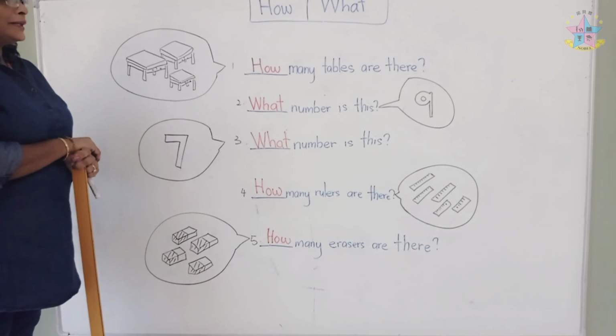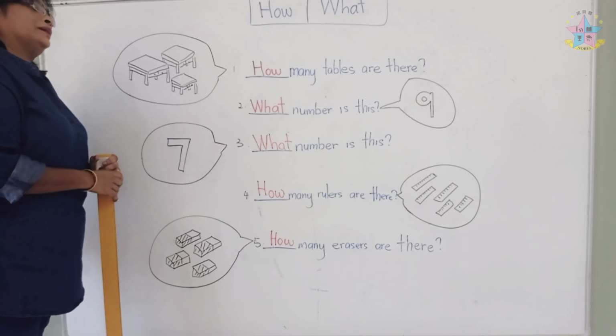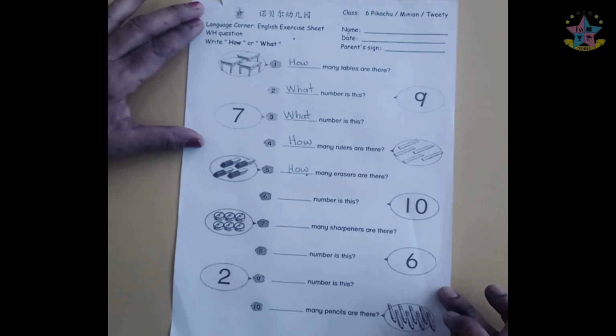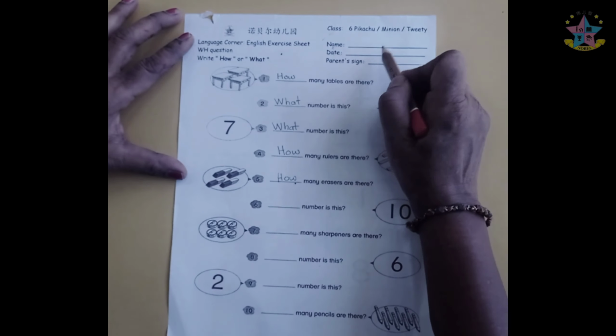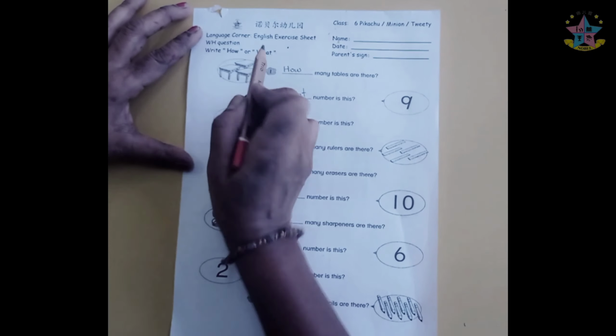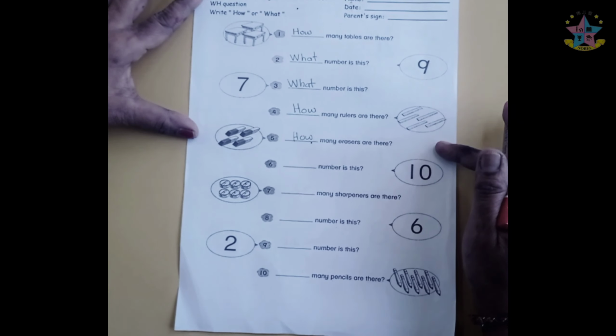Okay, children, later the teacher will continue with some questions in the worksheet. Okay, let's go for the worksheet. This is our worksheet. Just now the teacher explained on the whiteboard. Before you start any activity, you must write your name, date and circle your class name. Write how or what. Just now the teacher already taught you how for quantity, what for object. These five the teacher already taught on the whiteboard, but the teacher will read again with you together.